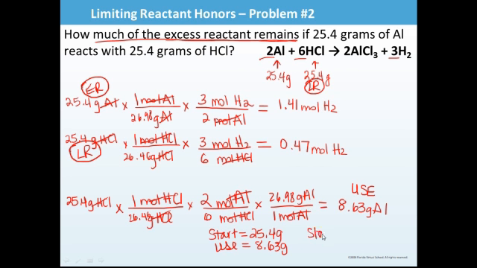Okay, start with minus use equals left over. And we get 16.77 grams. And we're going to report our final answer as 16.8 grams of aluminum will be left over.